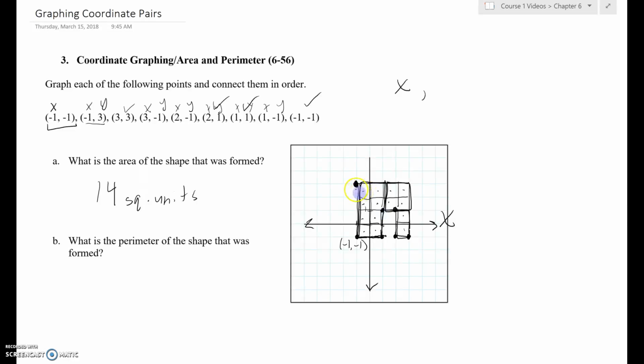What's the perimeter? I need to count the units along the sides, so let me get another colored pen. And let's count. So 1, 2, 3, 4. There's 4 units there. 5, 6, that's 2. 7, 8, 9, 10, 11. So that's 1, 2, 3, 4, 5 more there. 4, 5, 6, 7, 8, 9, 10, 11, 12, 13, 14, 15, 16, 17, 18, 19, 20. The perimeter is 20 units. 20 units of perimeter all the way around the outside of that shape.